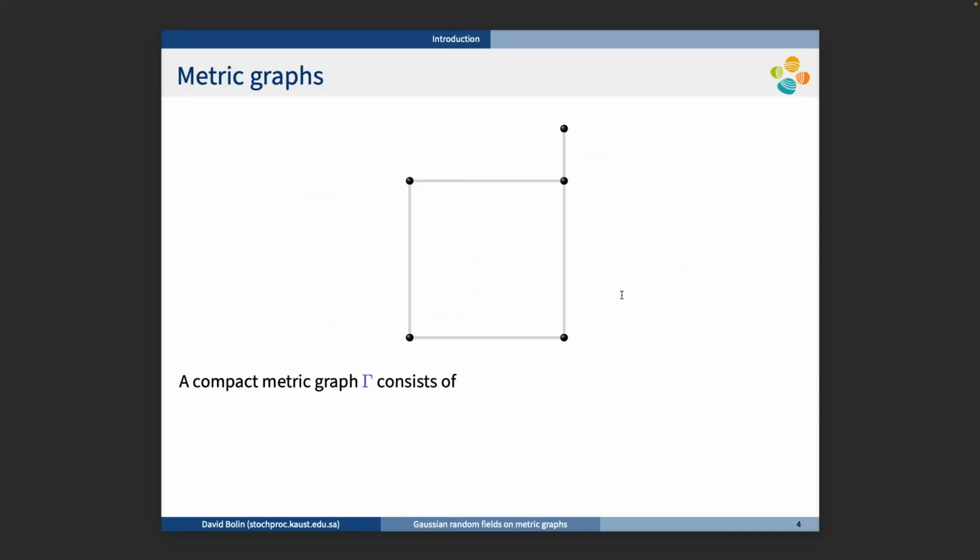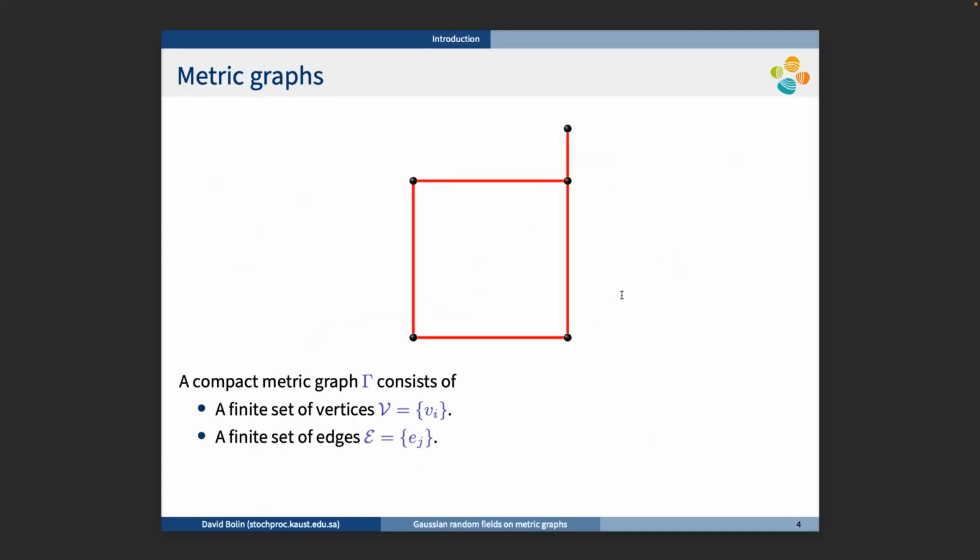So the first thing then is to specify the domain, so what the physical domain is, and this is where this compact metric graph notion comes from. A compact metric graph is just like your standard graph. It's specified by, well, if it's finite, we have a finite set of vertices, and we also have a finite set of edges that are connecting these vertices.